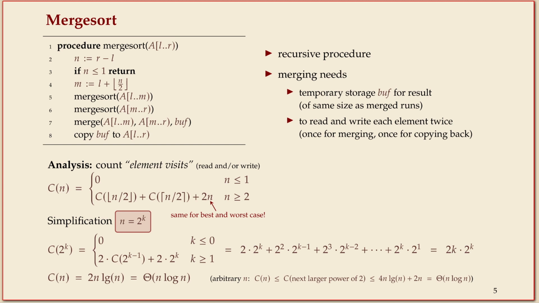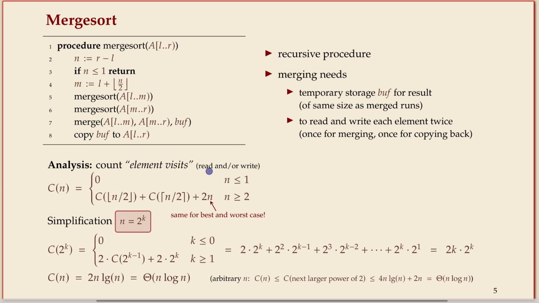What I want to briefly talk about is the analysis. Why is this n log n overall running time? Slightly differently from what some other books would do, what I want to count here is the number of element visits. And an element is visited whenever it is read or written to an array. Now, that's very related to the number of comparisons. If you think about the merging procedure, you read through one run, you read through the second run in interleaved ways, and you write the output once.